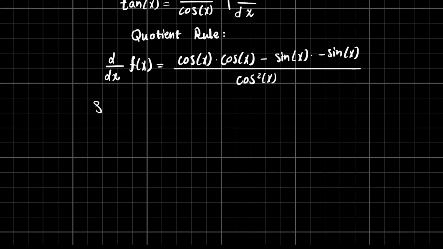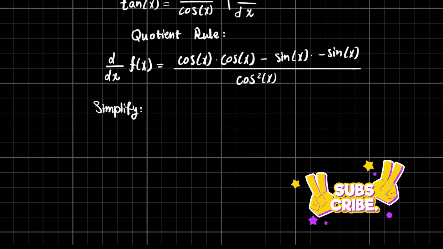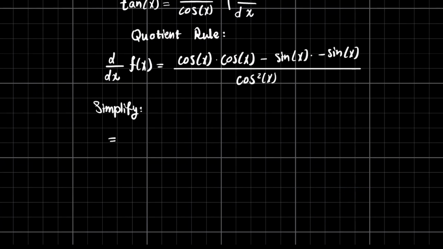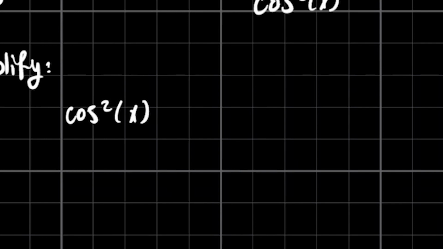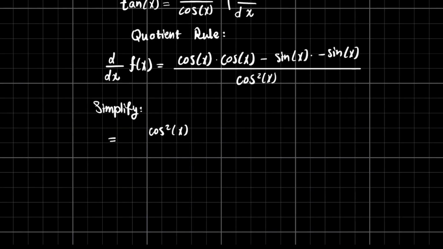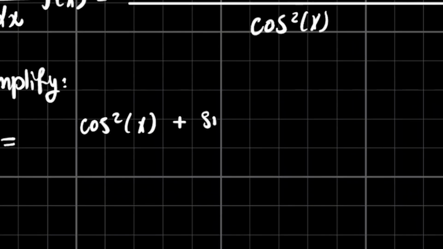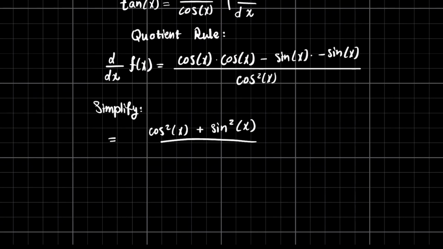So after that, we're going to simplify. What we basically have here is cosine of x times cosine of x, and that is basically cosine squared of x. Now here we have a negative and another negative, and these two cancel each other out, so what we will have is basically plus sine of x times sine of x, which is basically sine squared of x. And then again, we're going to divide. We cannot simplify the denominator further, so what we're going to have is again cosine squared of x.